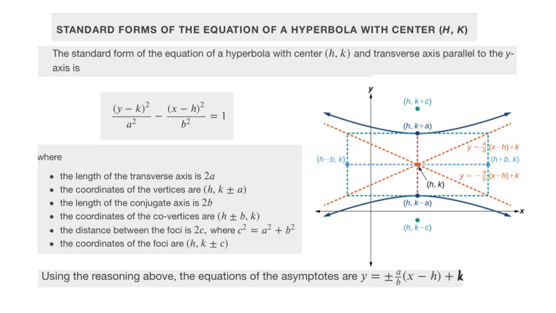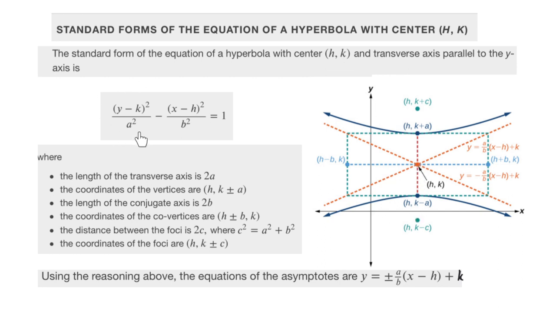Same thing, if the transverse axis is parallel to the y-axis, the equation will start with y, but the center is at (h, k), right? Here h corresponds to the x coordinate and k corresponds to the y coordinate. So the equation will be y minus k, not y minus h, because we cannot write y minus h, since h corresponds to the x coordinate of the center. So instead of (0, 0), the center is shifted to (h, k).